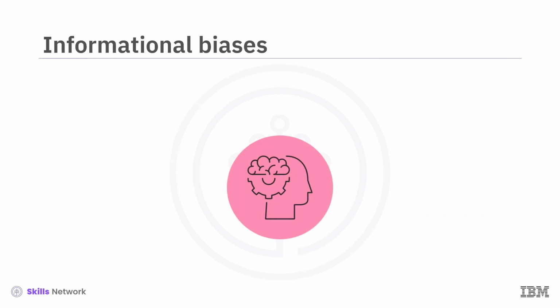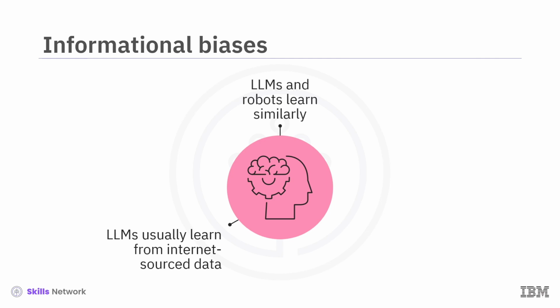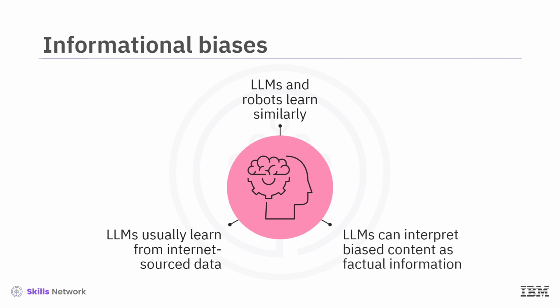LLMs learn from the text they can access, usually internet-sourced text. The process is the same as how a robot learns from conversations. If those conversations contain unfair or biased text, the robot can incorporate those biases as information. Similarly, LLMs can learn biased information from the internet, which means that the LLM might deliver biased answers.